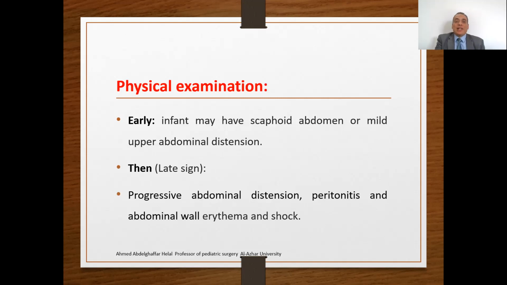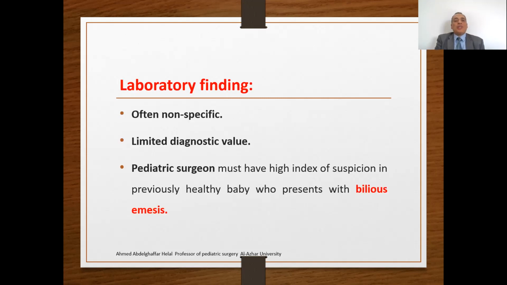On physical examination, early the infant may have a scaphoid abdomen or mild upper abdominal distension. However, later on, there may be progressive abdominal distension, peritonitis, abdominal wall erythema, or shock. These develop as late sequelae or complications from neglected complete bowel obstruction. The laboratory findings are often non-specific and of limited diagnostic value. However, the pediatric surgeon must have a high index of suspicion in a previously healthy baby who presents with sudden onset of bilious vomiting, and intestinal malrotation must be excluded and considered the provisional diagnosis until proved otherwise.